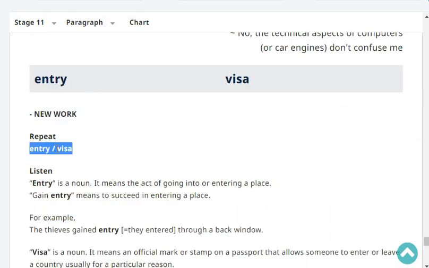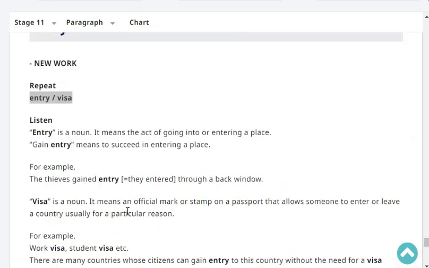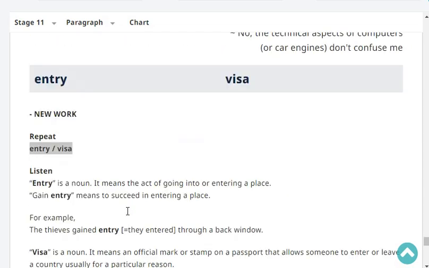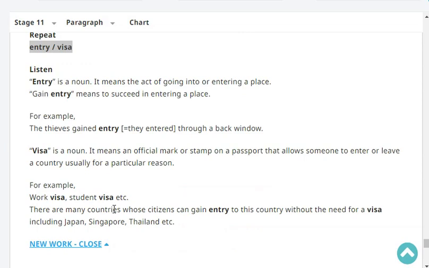Entry, visa. Very good. Okay, listen. Entry is a noun. It means the act of going into or entering a place. Gain entry means to secure or to succeed in entering a place. Gain entry. For example, the thieves gained entry through a back window.